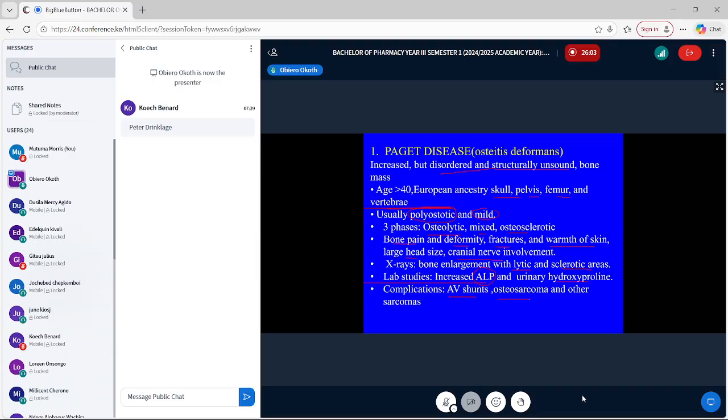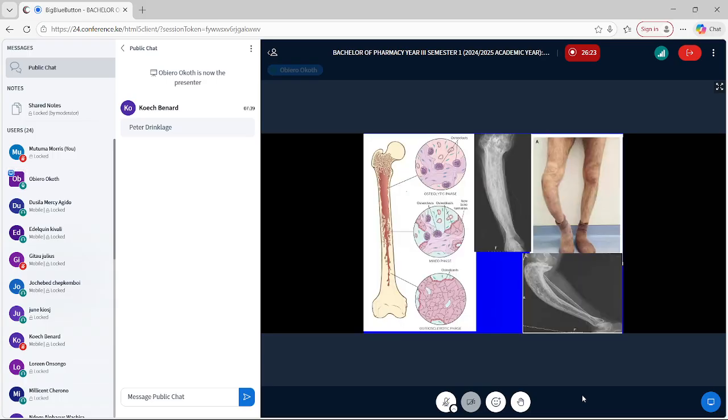Osteosarcoma, because again you have disordered bone growth, and with this disordered bone growth, eventually you end up with the accumulation of mutations. It can even give you other sarcomas. This is Paget's disease of the bone, increased but disordered and structurally unsound bone due to a lack of coordination. Yes, so here you can see the facies here.